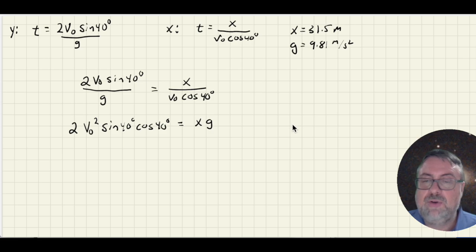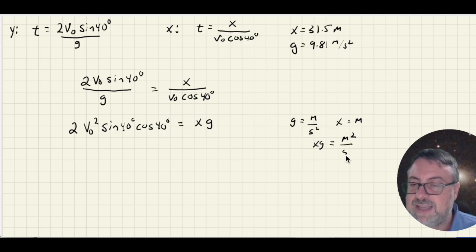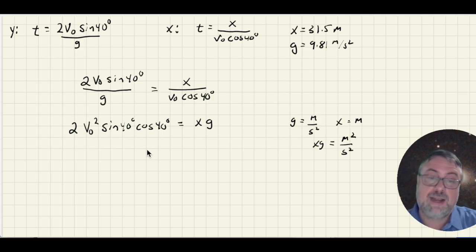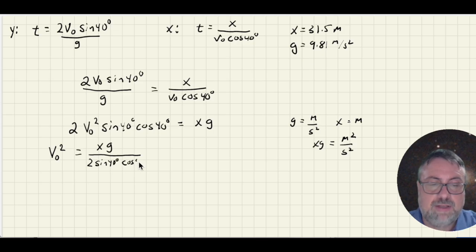Now, I point out that g is in meters per second squared and x is in meters, so x times g is going to be equal to meters squared over seconds squared. So that is exactly what it should be, because v squared is going to be meters squared per second squared. So this gives me an indication that I've set up the math correctly. So now let's solve for v naught squared. I'm going to need to divide the 2, the sine, and the cosine over to the other side. I will get x times g divided by 2 times sine 40 degrees times cosine 40 degrees.